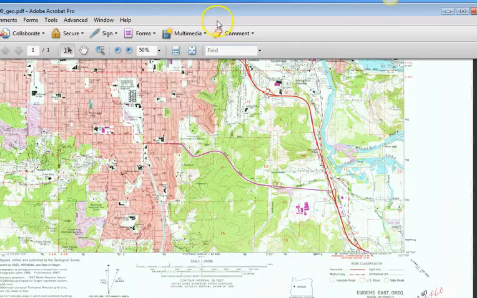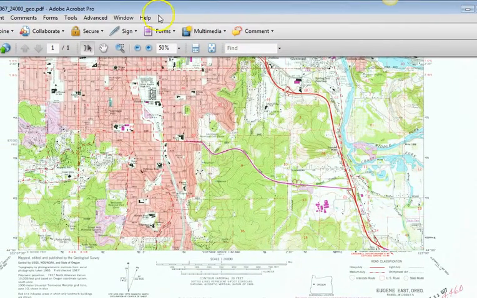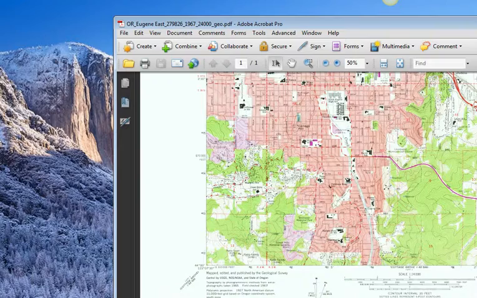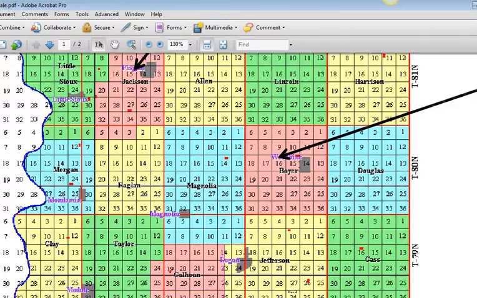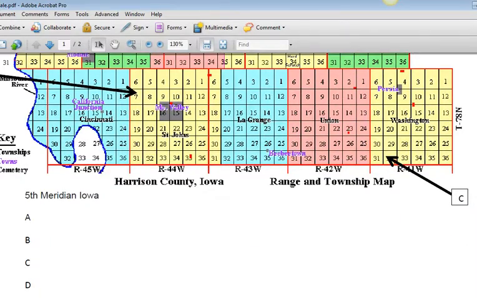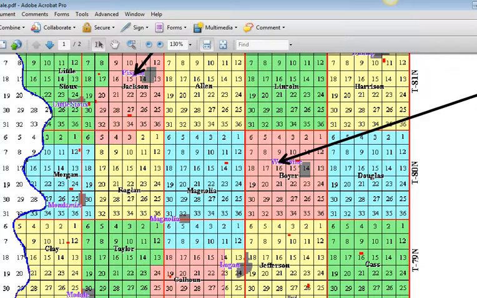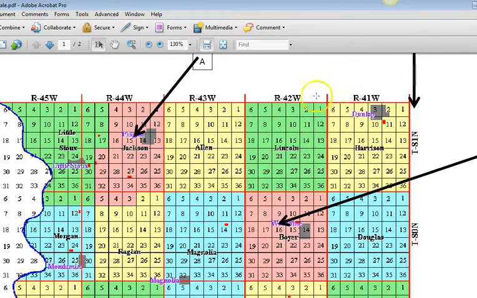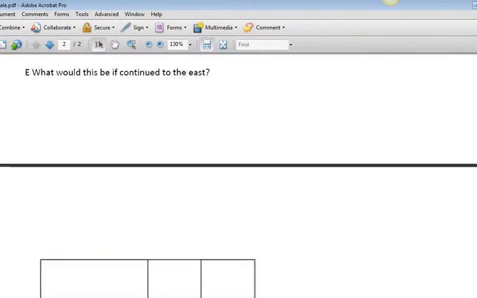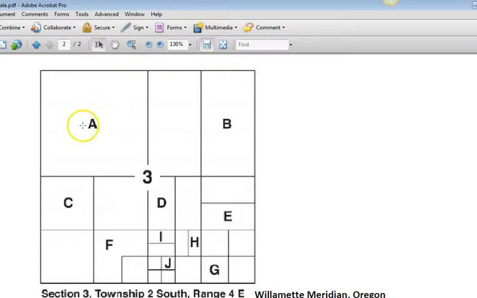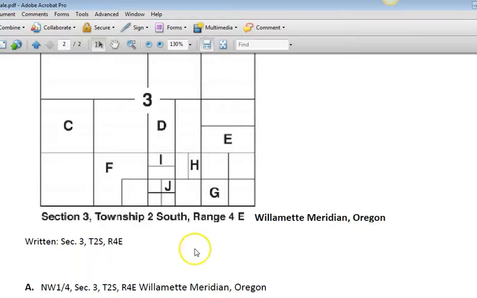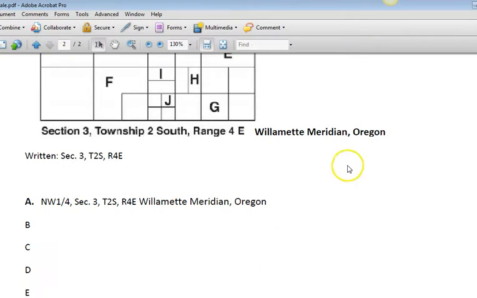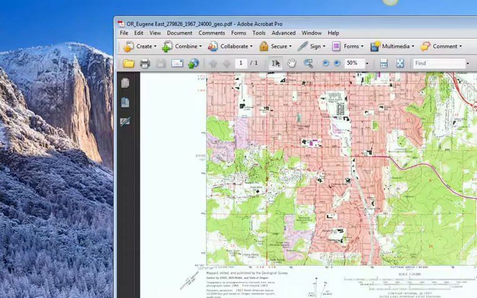And I have posted some small scale practice materials, so let me just show you what that would look like. This is a section of the 5th Meridian, Iowa, and so these are the township and range sections in the township and range grid in Iowa with the section numbers, so there's some practice here. And then some practice doing the subdivisions as if this were the Willamette Meridian in Oregon, and going through how to write those answers. So that will be on the exam as well.